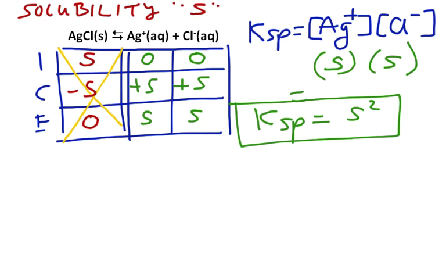Now this is very useful. What this says is if I know my Ksp, I can calculate what my solubility is going to be, or if I could measure my solubility, then I could figure out what my Ksp is going to be. Now notice that this S represents the concentration of silver chloride, but it would also represent the silver ion or the chloride ion. So if a problem said the chloride ion concentration in this solution was 1 × 10⁻⁵ molar, then we could put that in, square it, and that would give us our Ksp. And the same thing with the silver ion.